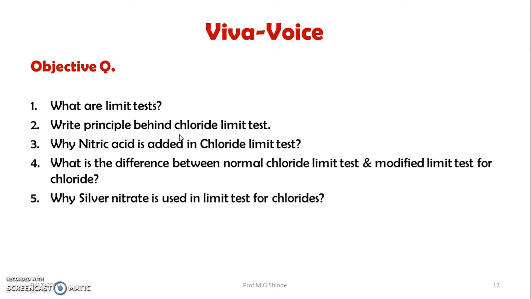The last question is, why is silver nitrate used in the limit test for chloride? Silver nitrate is used in the limit test for chloride because when it reacts with the soluble chloride, it produces silver chloride, which gives turbidity to the solution.